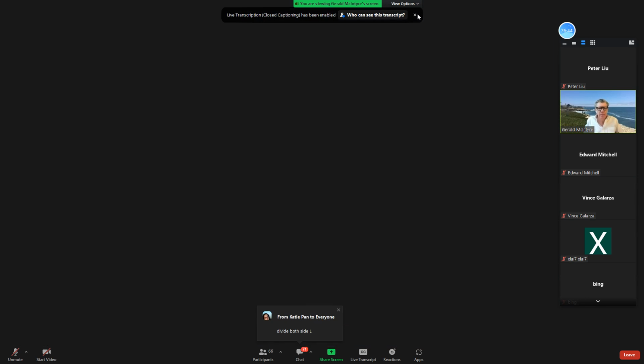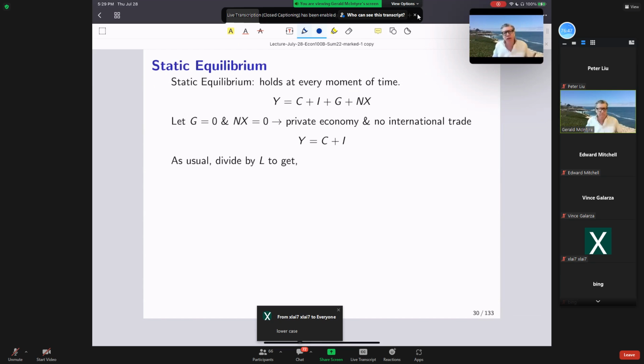I'm going to divide by L. And how do I write that? If I divide by L, someone tell me in chat what the formula looks like. That's right. I divide both sides by L. And what does it look like? Yeah, write it out for me.